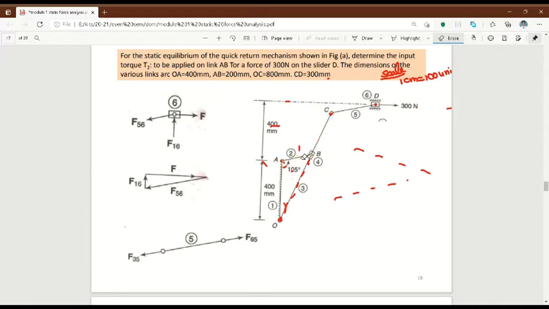Easily you can solve these problems. Okay, we'll start. I hope all of you have drawn the space diagram. Now we will move to the free body diagram. You can take any link and start solving the problem.